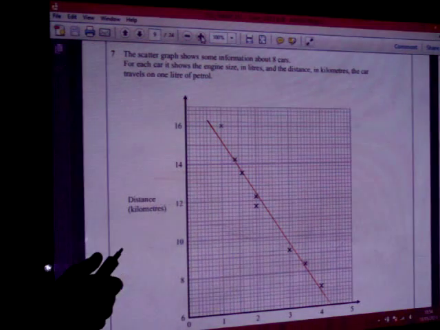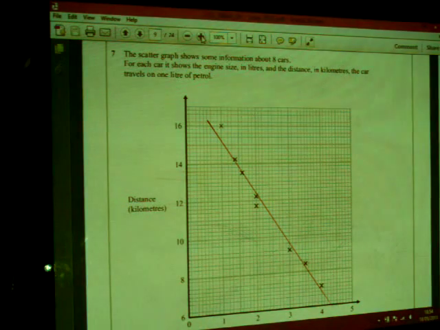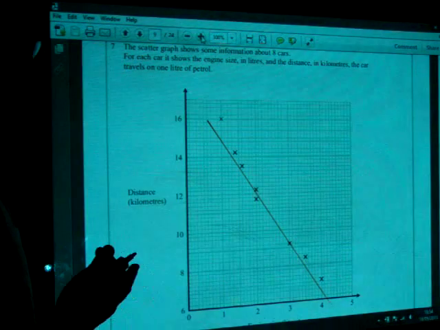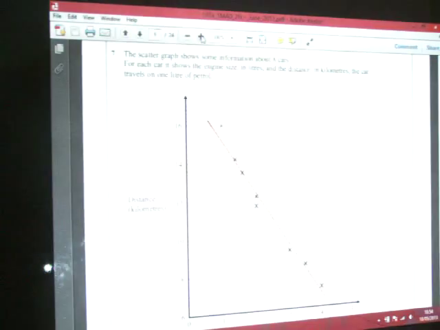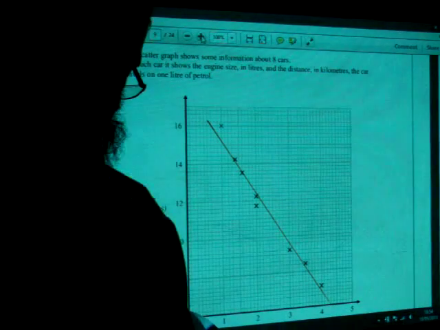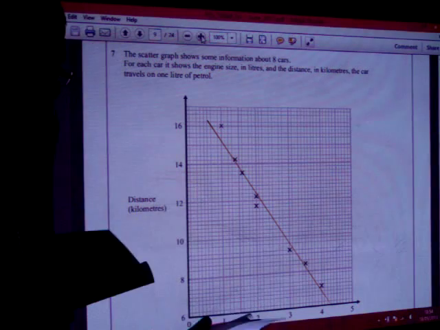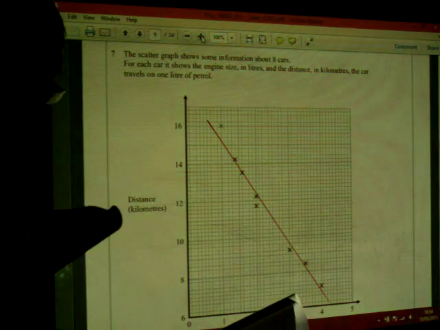Okay, right. The scatter graph shows some information. We've done the line of best fit, so don't move it. Right, let's have a look at the next question. What's it asking us? We've done the first part. What type of correlation does it show? What type of correlation does the scatter graph show?